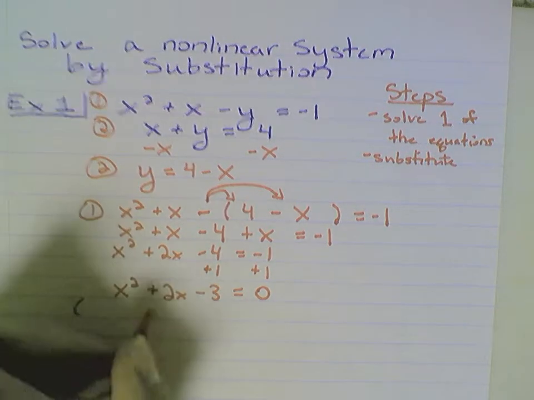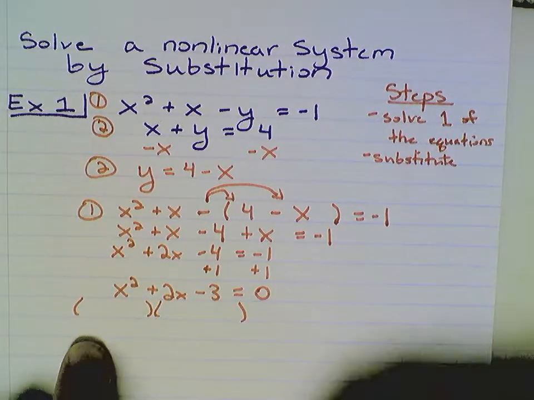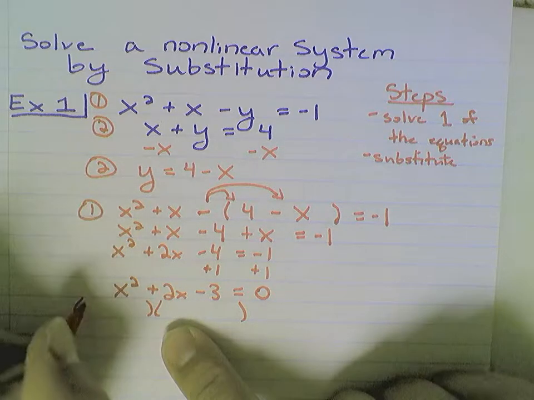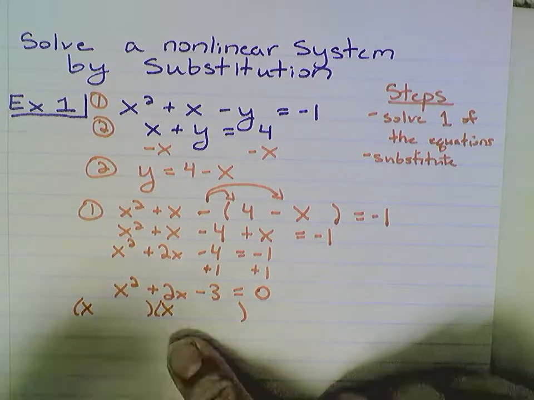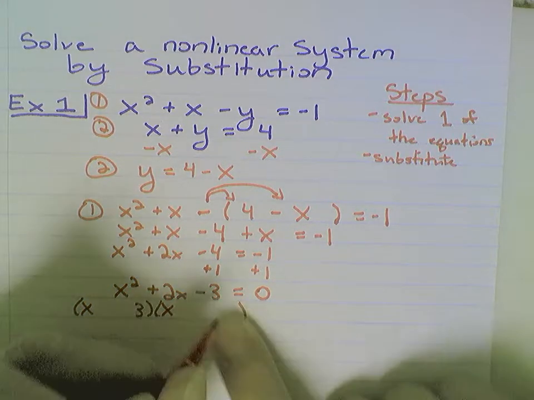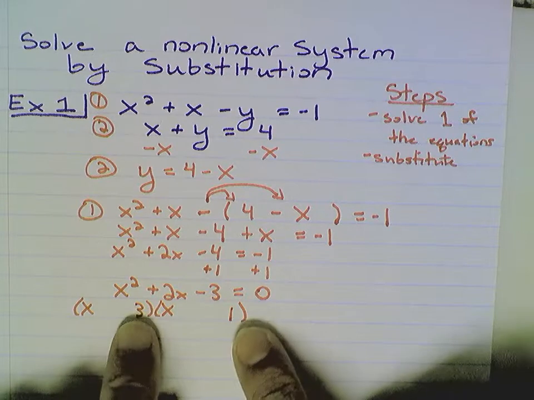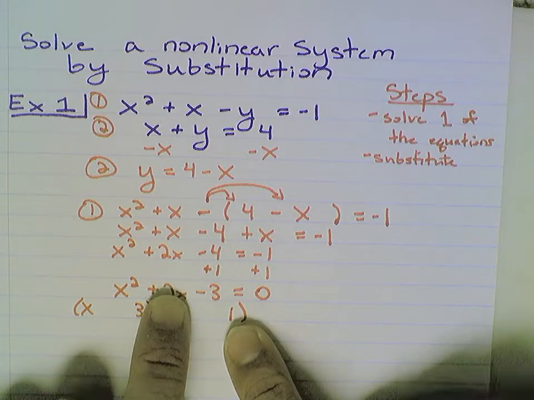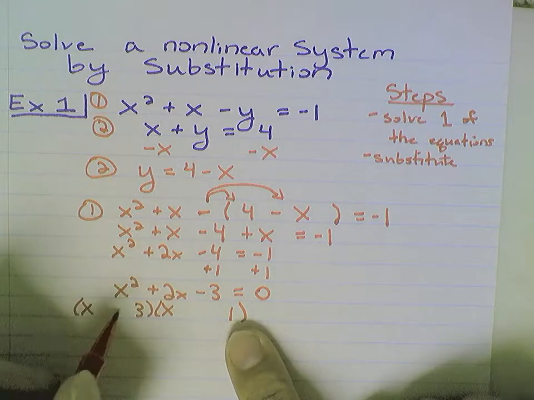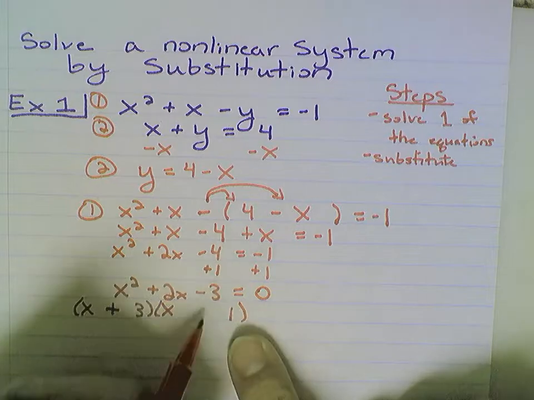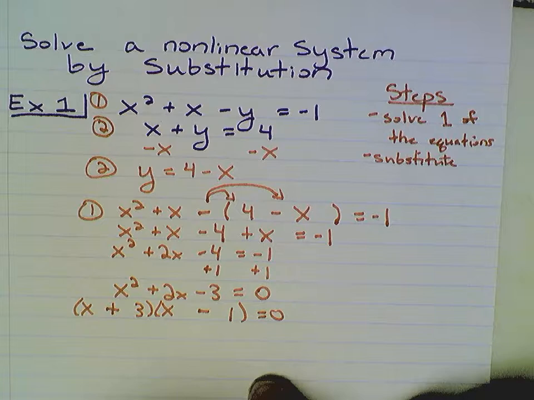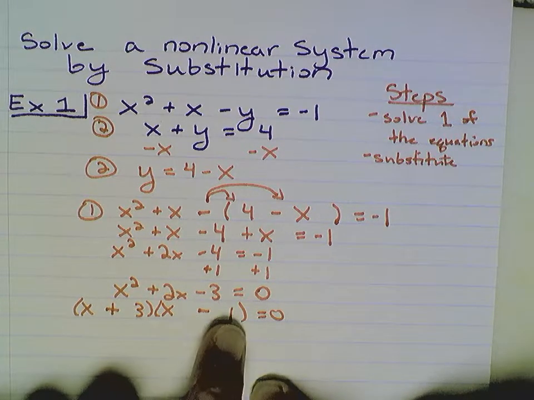So I can write out my two parentheses, and this is sort of like undoing FOIL. What times what will give me the first term? Well, that's just x times x. Then I have to think about what times what will give me the last term. Well, that's going to be 3 and 1. And then I need the last two numbers to add to the middle term. In this case, I need it to be a +2. So my 3 has to be positive, and my 1 has to be negative. So I can now factor that into x plus 3 times x minus 1 equals 0.